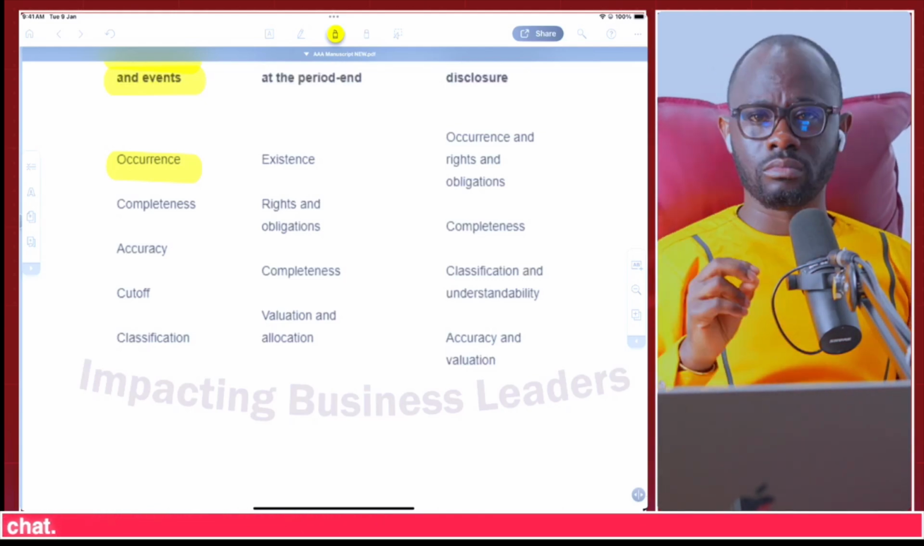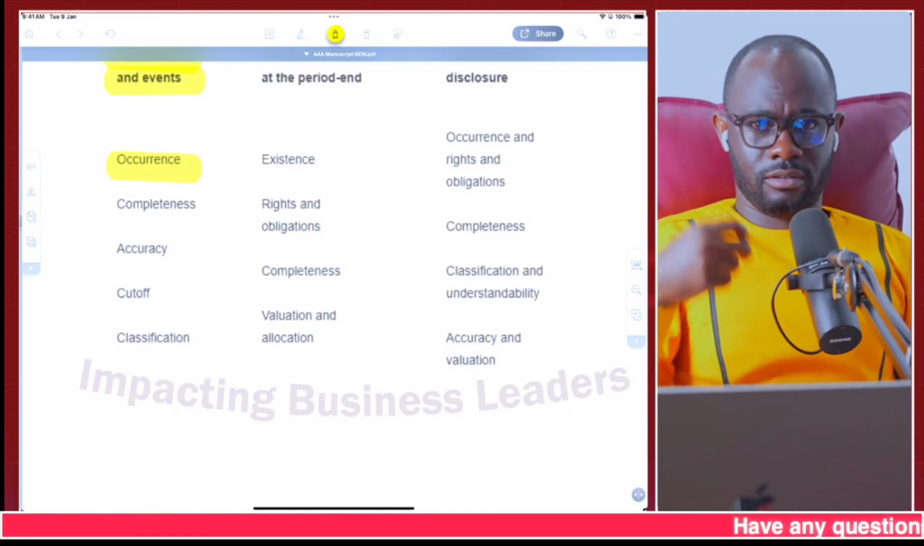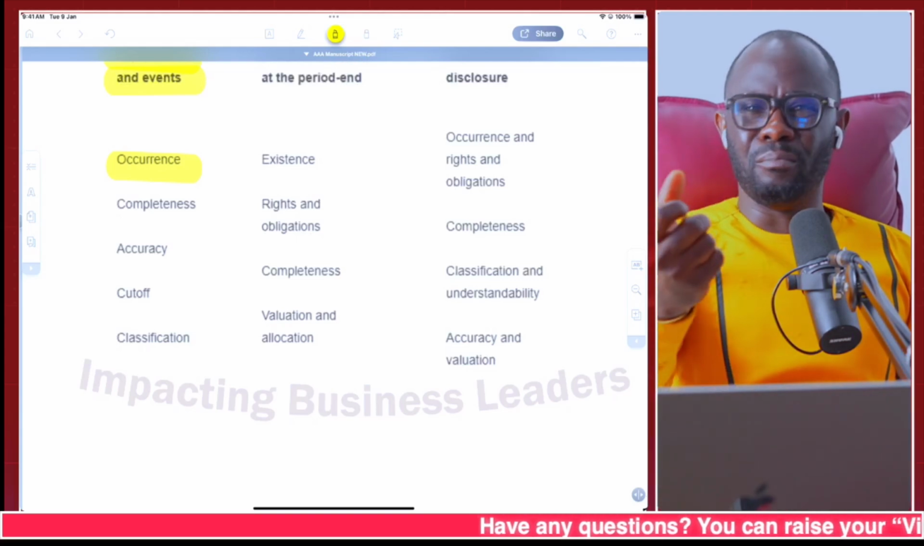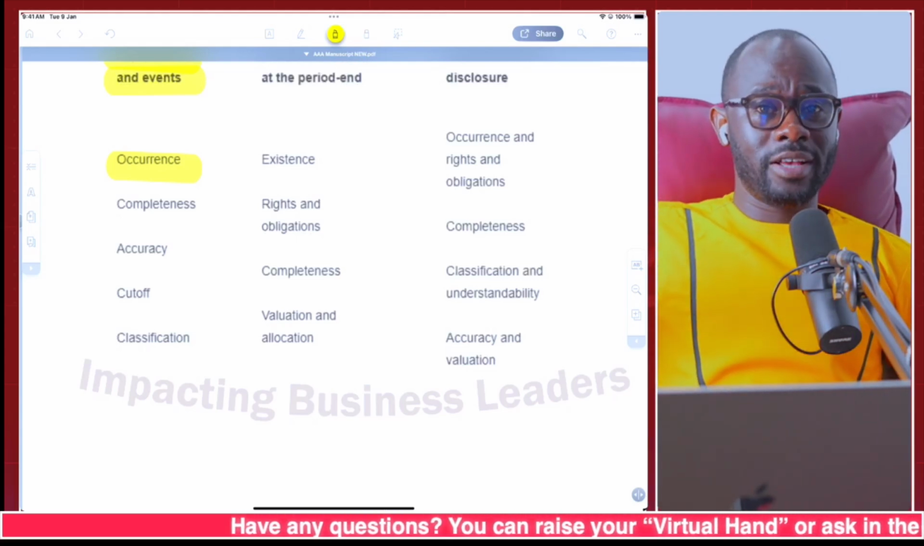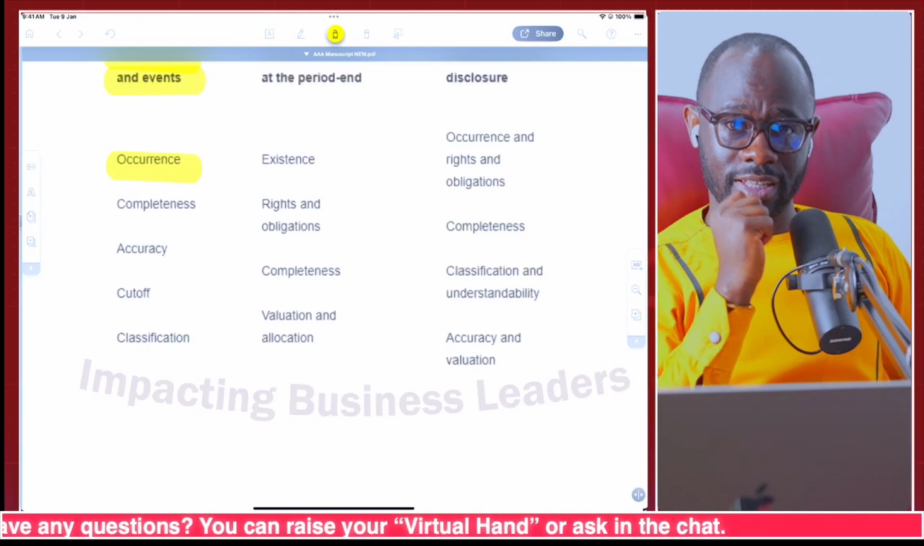Number 2, we request and or obtain the purchase order and the invoice that was received in respect of the asset that was bought.